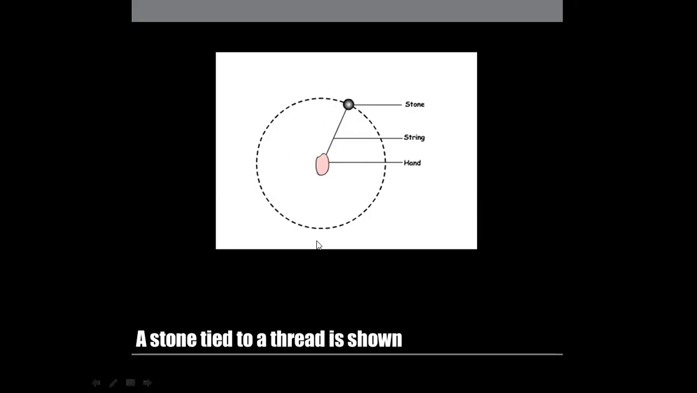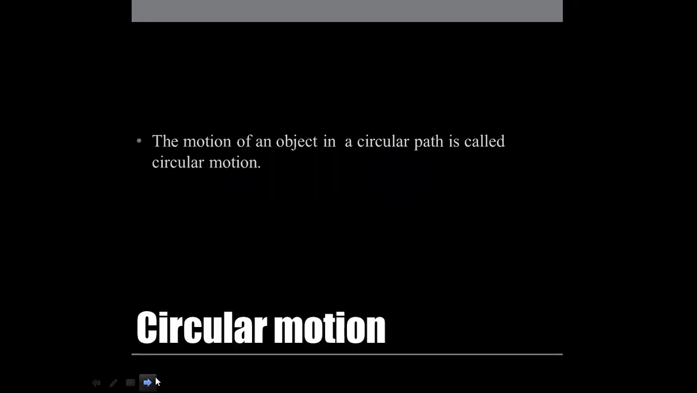In the same way, there are some other examples of circular motion. For example, motion of the moon around the earth is circular motion. Motion of the earth around the sun is circular motion. So what do we conclude? That the motion of an object in a circular path is known as circular motion. Yes, this is the definition. You can see what a circular motion is. The motion of an object in a circular path is called circular motion.